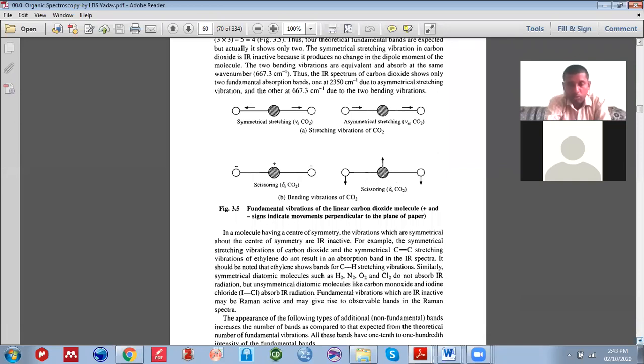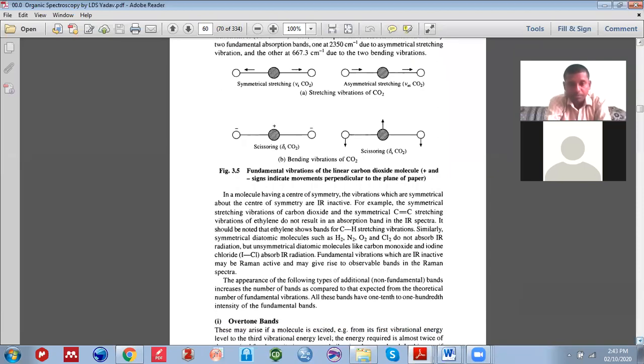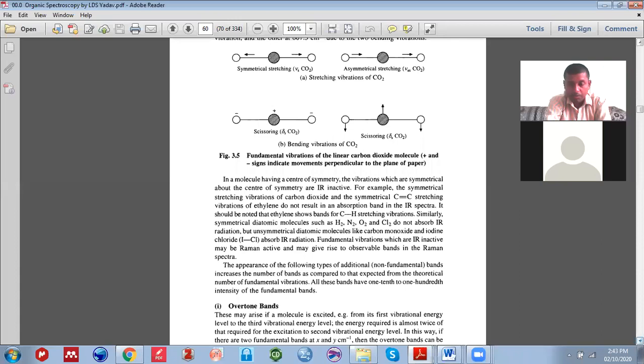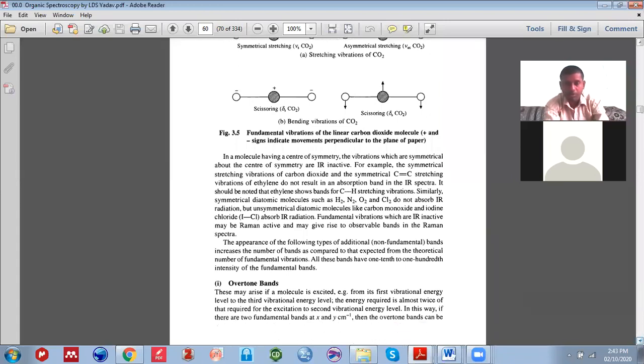Diatomic molecules like hydrogen, nitrogen, oxygen, chlorine do not absorb IR radiation. But a very important point here: fundamental vibrations which are IR inactive may be Raman active. Very important point, may be Raman active. Raman spectra, I will teach you in one or two classes later. Raman spectra is a very important part of spectroscopy.